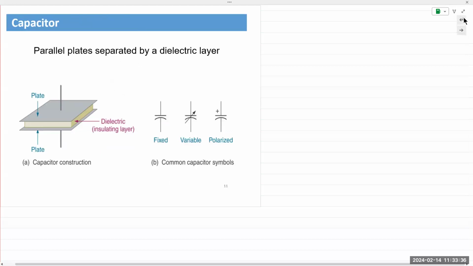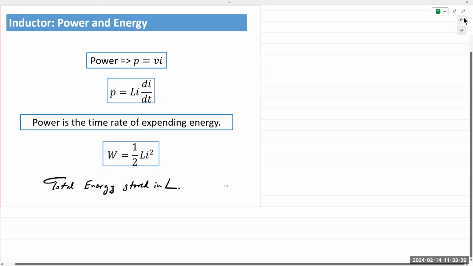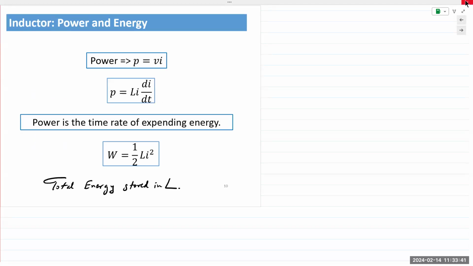Any questions before I move on to the capacitor? Any questions at all? Okay.